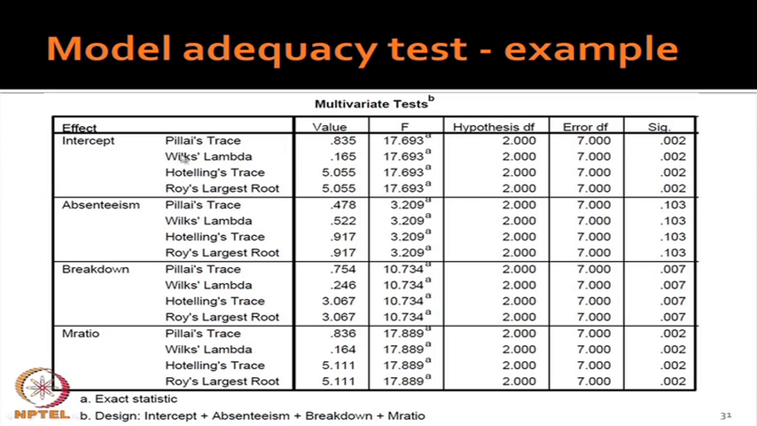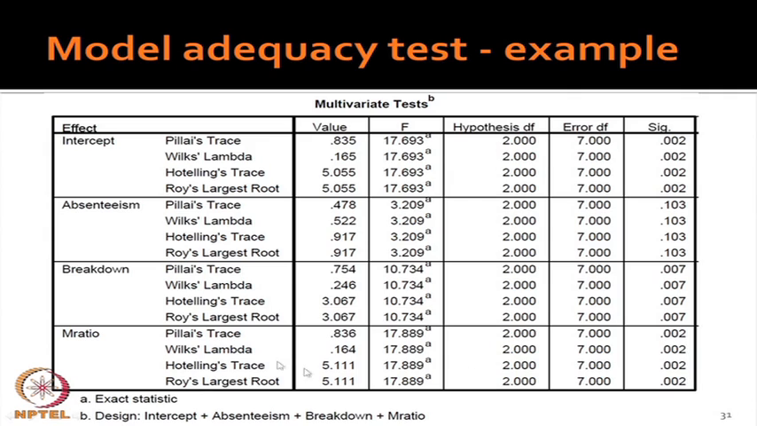So, intercept: see Pillai's trace, Wilks' lambda, Hotelling trace, Roy's largest root, all those values are computed, their F test is taken and then the significance level is very high. That means the intercept is there, it is contributing. Absenteeism similarly, is it significant? Not at the 5% level, but at a little more than 10% level it is significant. Now, you can drop this variable if you think so, but then at the 10% level it is required, fine.